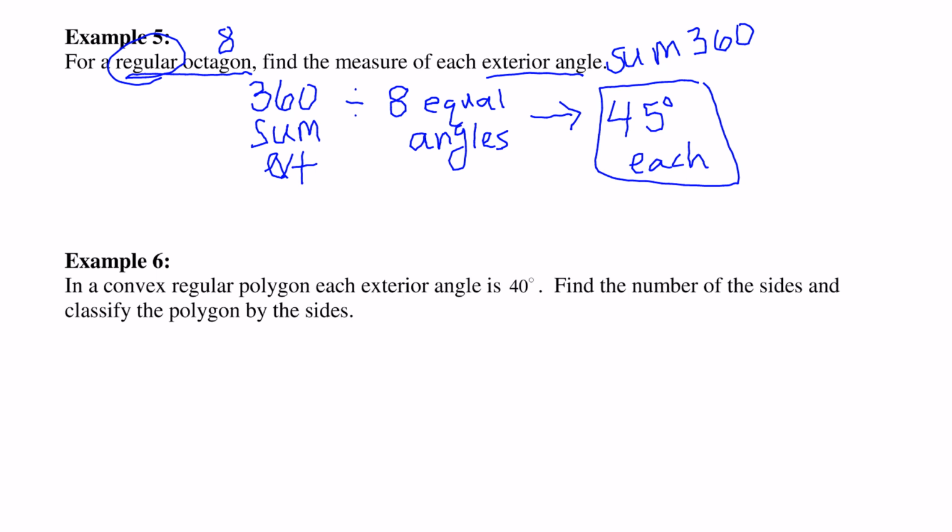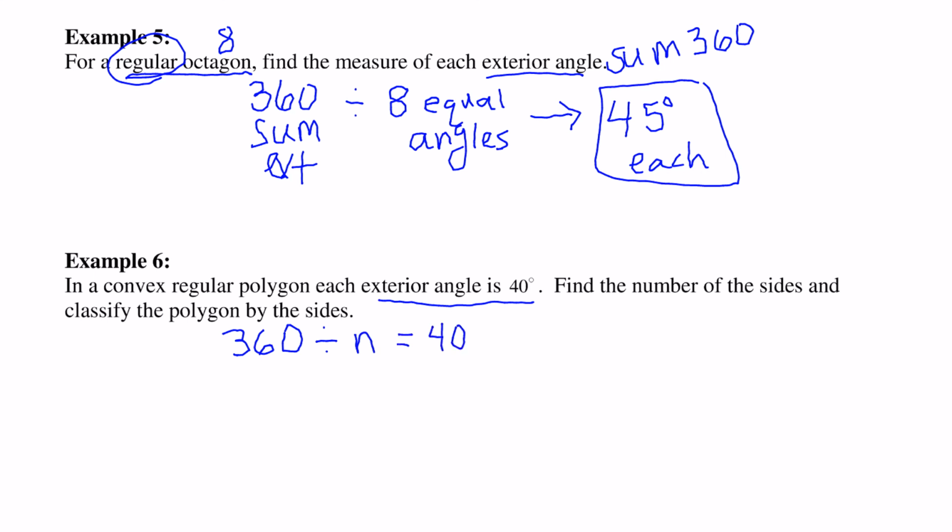So for the next one, it's a little bit different, but it's kind of similar. The exterior angle is 40 degrees, but you don't know the number of sides of the polygon. So we know that we have to take 360 degrees. If we divided that by the number of sides, that would give us the 40 degrees. So we have to work backwards from there.